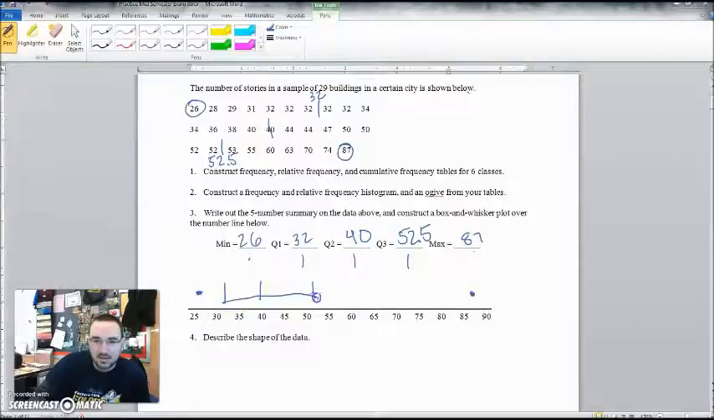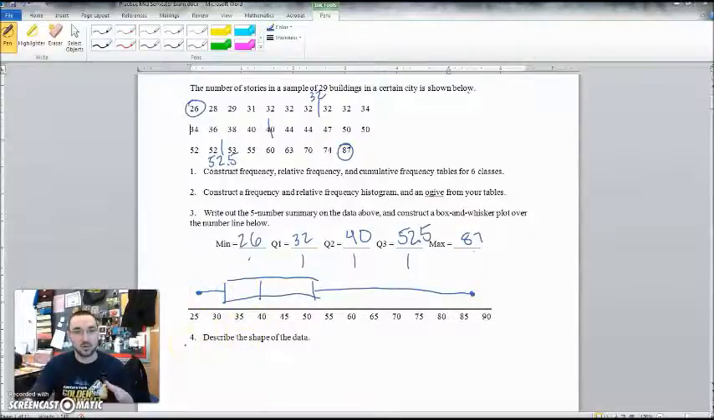I apologize that the box is not straight. Oh, this is a terrible looking box. And here's our whiskers. Again, apologize for the box there. Not as easy as it looked to draw on the screen here.